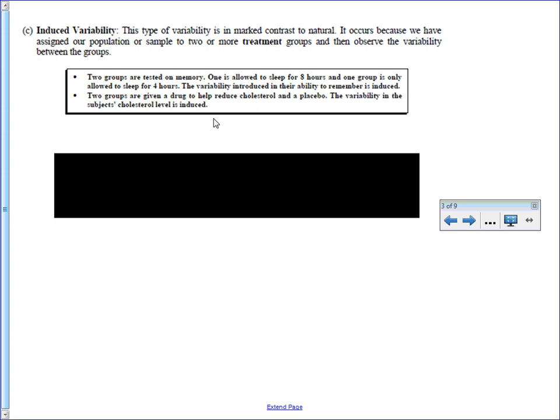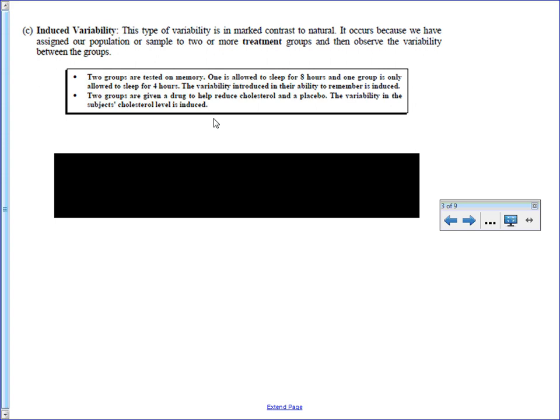Another example I have up here: two groups are given a drug to help reduce cholesterol and a placebo. So one group is given a drug, one group is given a placebo. If you don't know what a placebo is, it's basically not a drug. It has no effect whatsoever, but when people take what they think might be the drug, their body may compensate for it because mentally they think they're taking the drug. A placebo is basically like a sugar pill. It's not going to do anything to you. The variability in the subjects' cholesterol level is induced. Okay, so create your own example for this one.